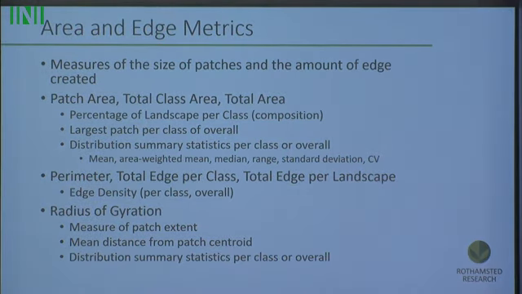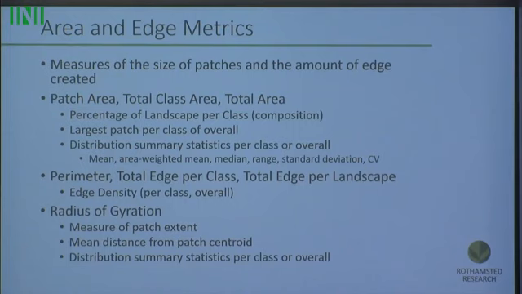The sets of metrics are described in a number of areas. The first set looks at area and edge: the size of patches, and the amount of edge created by those patches, summarised in various ways in terms of areas and perimeters. The radius of gyration is to some extent to do with shape, but it's more about how far away bits of the patch are from the centroid of the patch, so it gives you a measure of that.